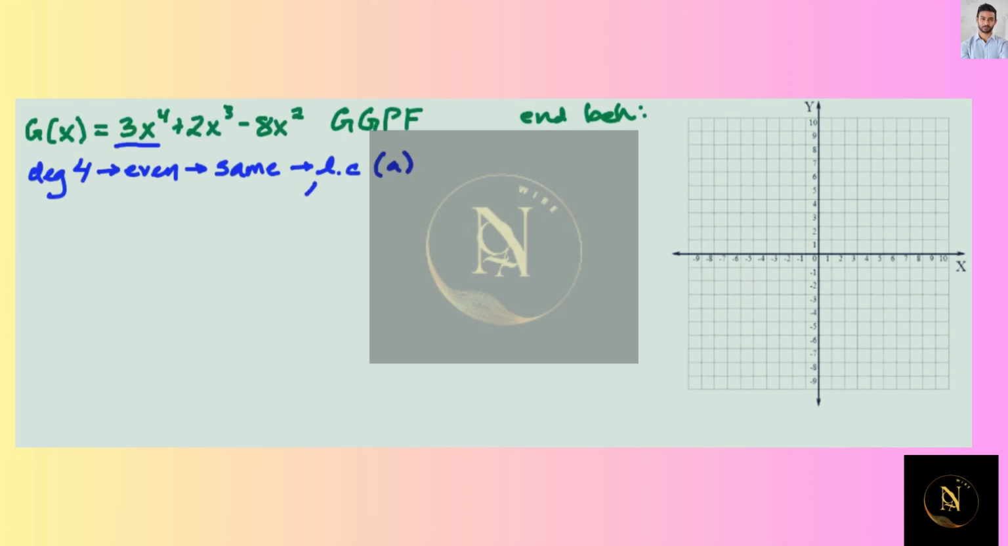If a is greater than 0, positive, then both end behaviors will be up. If a is negative or less than 0, they'll both be down. Going back to our equation, our leading coefficient is positive 3. So our end behavior is left up, right also up.